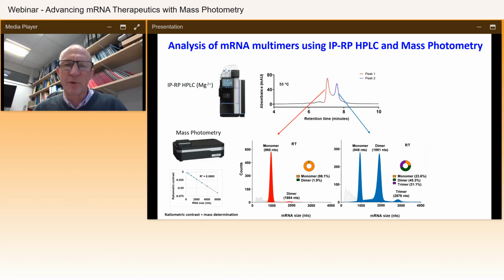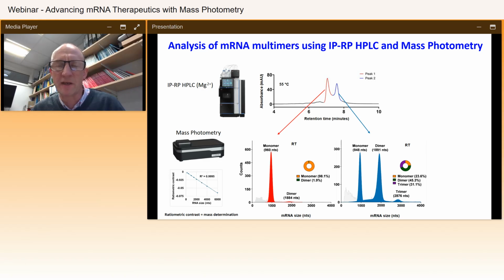So we did the separations. Here we're doing the chromatography at 55 degrees C in the presence of magnesium. We generated the two different peaks, and we wanted to analyze those on the mass photometer to confirm that they are the monomer and the multimer peaks. So here in red, we captured peak 1, put it onto the mass photometry device, did the sizing, and it was shown to be the mRNA monomer with hardly any dimer present, less than 2%.